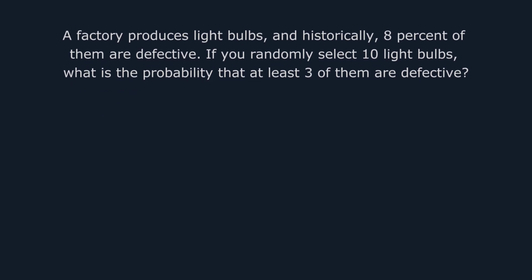Now, I know it might seem like a pretty straightforward problem, but you need to be careful here. The key phrase is at least 3. This means we're not just looking for the probability of exactly 3 defective bulbs, we're looking for the probability that 3 or more of the 10 light bulbs are defective. So we could have 3 defective bulbs, 4 defective bulbs, 5 defective bulbs, or even all 10 could be defective, and each of these cases would satisfy what we're looking for.